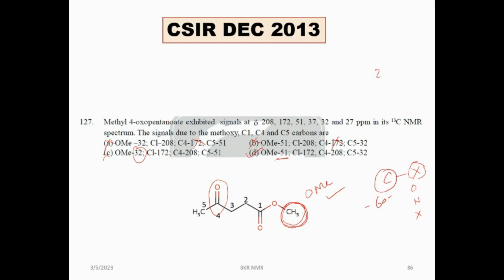So the answer is option D. The O-methyl carbon is around 51, the C1 carbon is an ester carbon at around 172, and the C4 carbon is 208, and the C5 carbon, the CH3 not attached to a heteroatom directly, will be around 32. So we can see that option D agrees with all the values of carbon, so the answer is option D. We proceeded the same way here also. So you can also look into how you approached the problem, that is very important. So we find option D is the right answer.